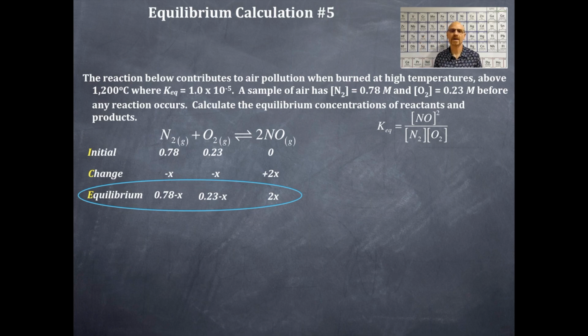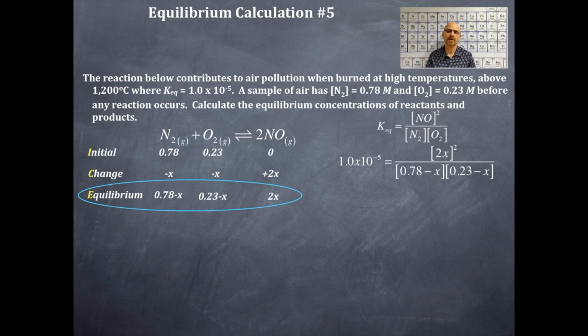Now what I'm going to do is plug in what I have in my blue circled section plus my KEQ value. I'm going to plug that all in right there. So on the left-hand side, in place of the KEQ, I got 1.0 times 10 to the negative 5. On the right-hand side, in the numerator, in place of the NO, I got 2x quantity squared. In the denominator, I have the 0.78 minus x times 0.23 minus x.